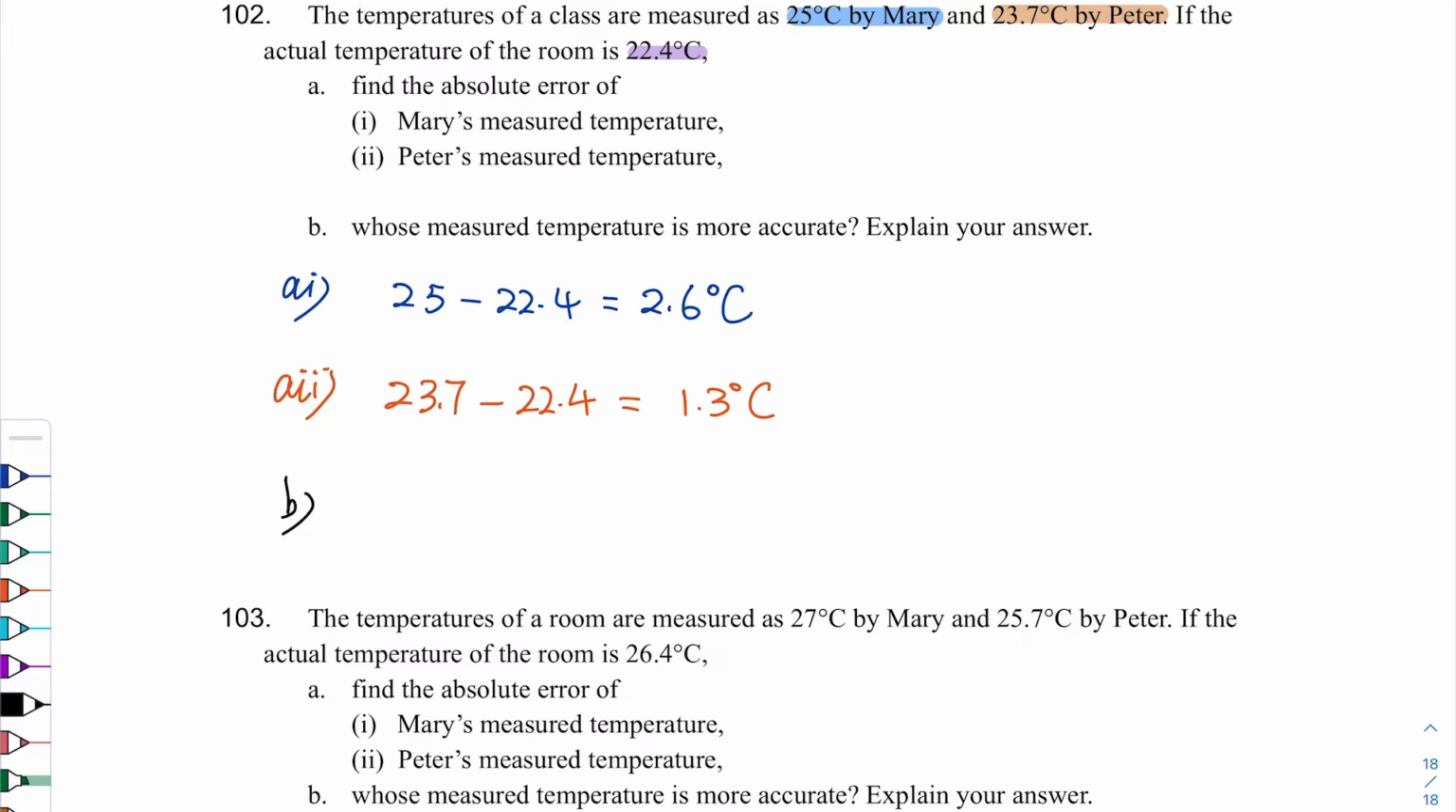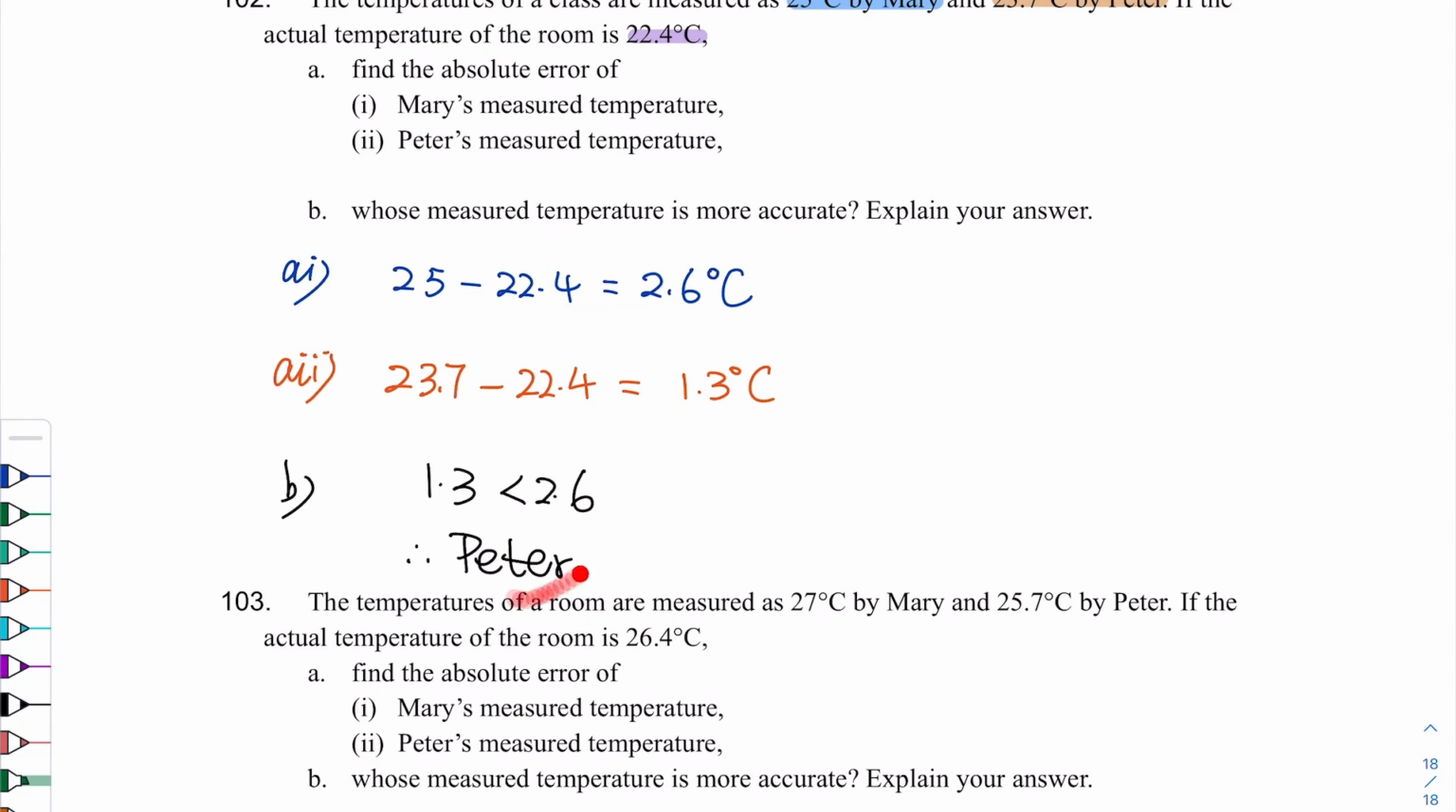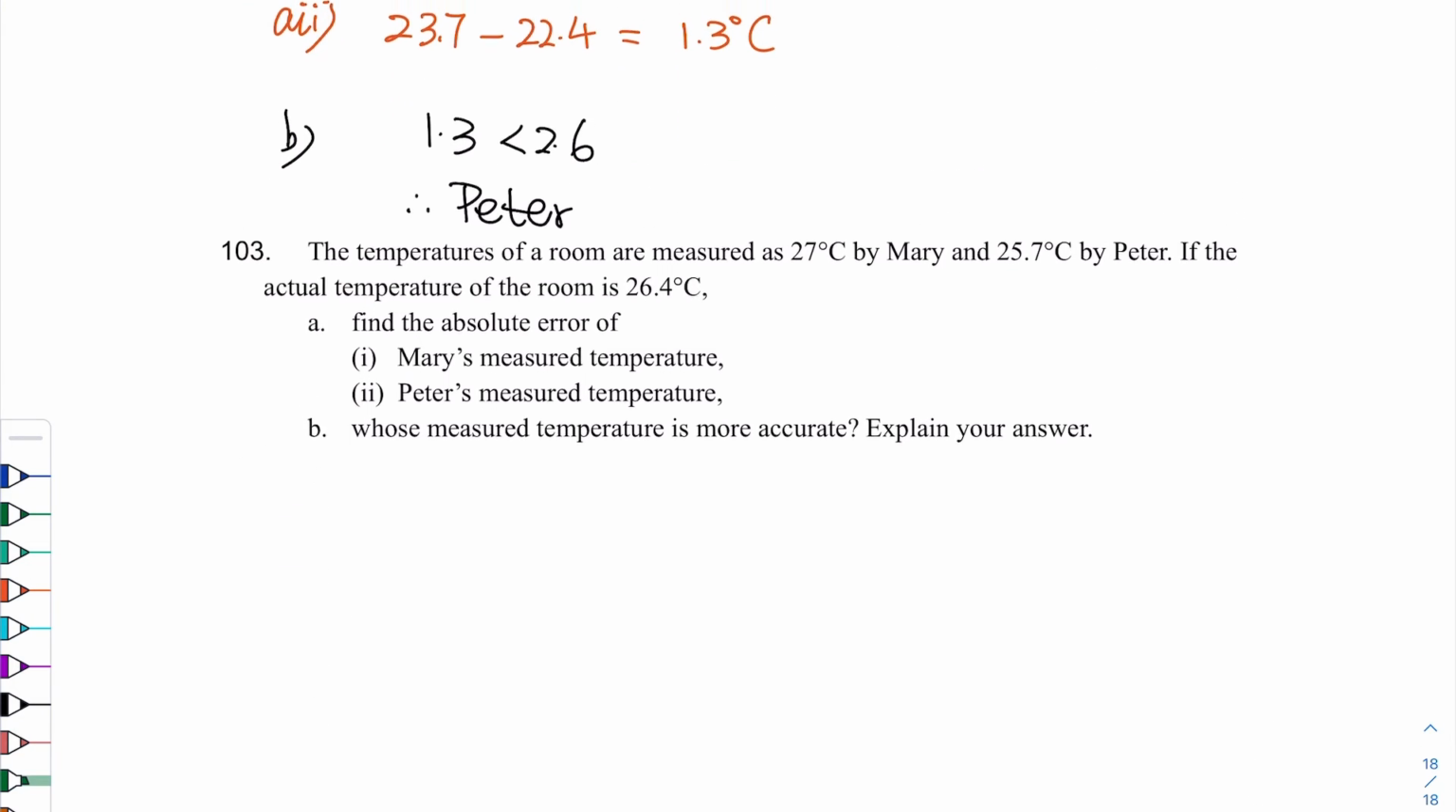Okay, part B. Which one is more accurate? How do you know which one is more accurate? That means the lesser error that you have, the more accurate it will be. So which one? These are the errors for Mary. This is the error of Peter. So which number is lesser? Of course, 1.3, miss. Come on, we know that much. So that's why the more accurate is Peter. Okay, good. Let's continue. Last question.